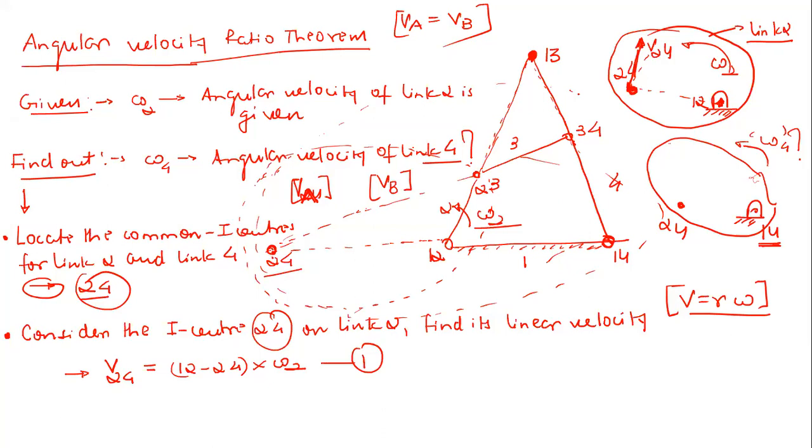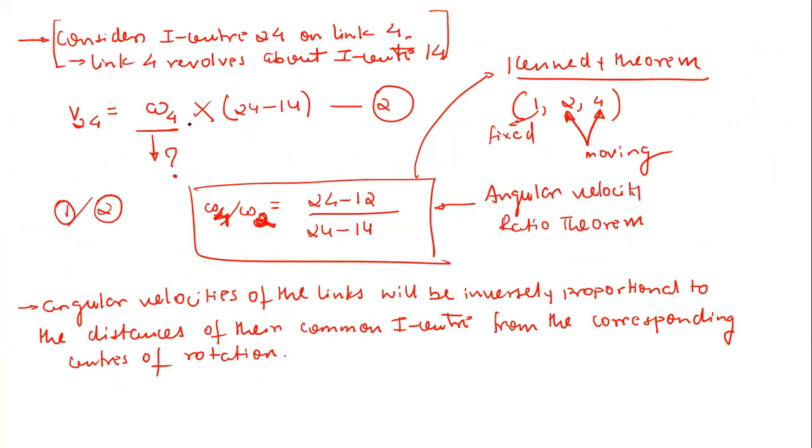That is very, very obvious. So now one time I considered it on link 2, so I just calculated the linear velocity like this. And then another time I considered it on link 4, and I calculated the linear velocity like this, right? And we know this V24 is going to remain the same. So we just divided equation 1 by 2.